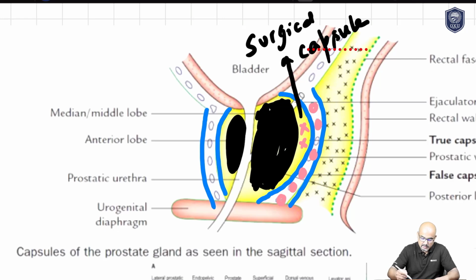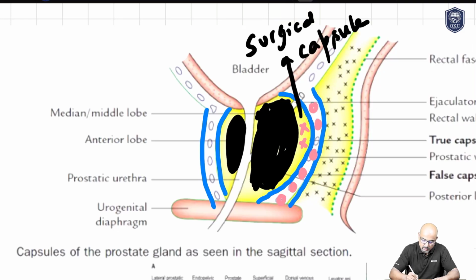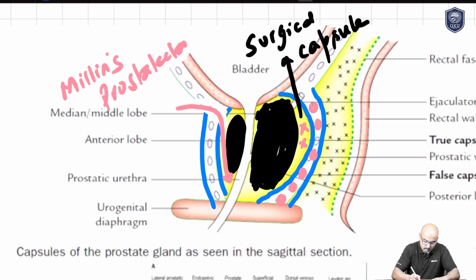Whenever we do open prostate surgery, we cut the abdomen, we cut the false capsule, and we introduce our finger through this surgical capsule so that we can enucleate the gland and take it out. This is known as Millin's prostatectomy, which is an open technique of surgery.